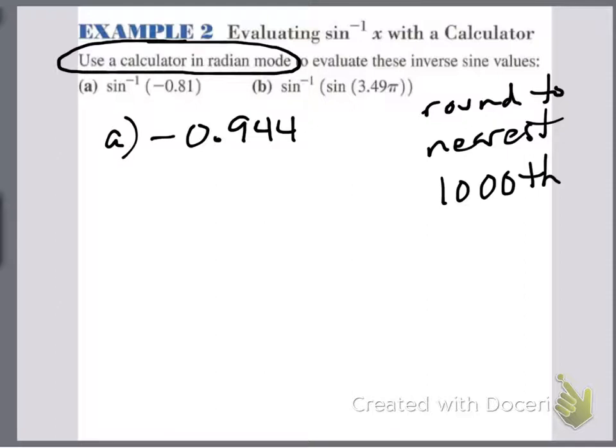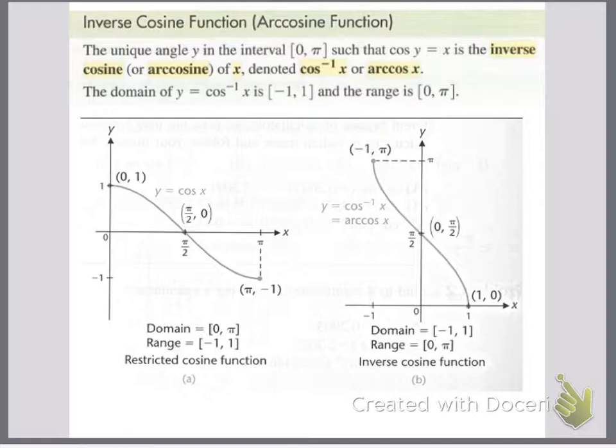Okay, part B. Now, remember we talked about like the sine and the inverse sine cancel out? Not necessarily here. Okay, not when you're in radians, not when it says use a calculator. So physically put that in your calculator. You're going to get -1.539. Okay, so that's just a calculator exercise. You guys can do that.